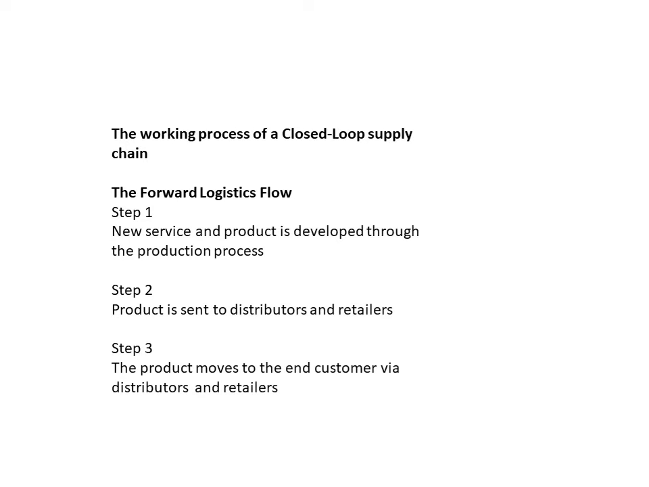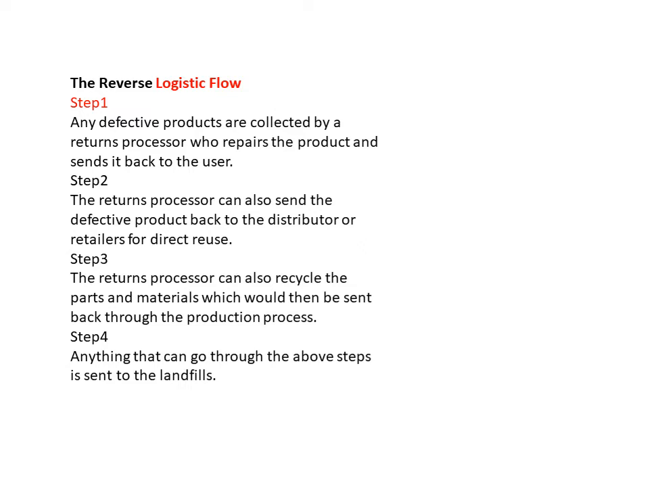So these slides were explaining the above diagram, which have been explaining the working process of closed loop supply chain. That is the forward logistics, which includes production, distribution, and to the customers. Then the reverse logistics also includes returns, repairs, reuse, recycle, then lastly to waste, or you can go again to production.